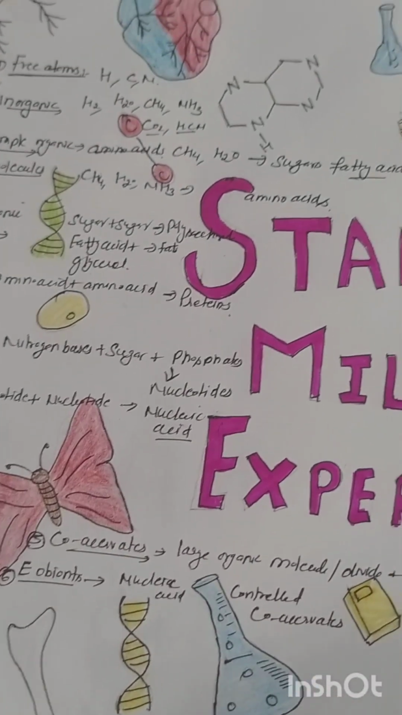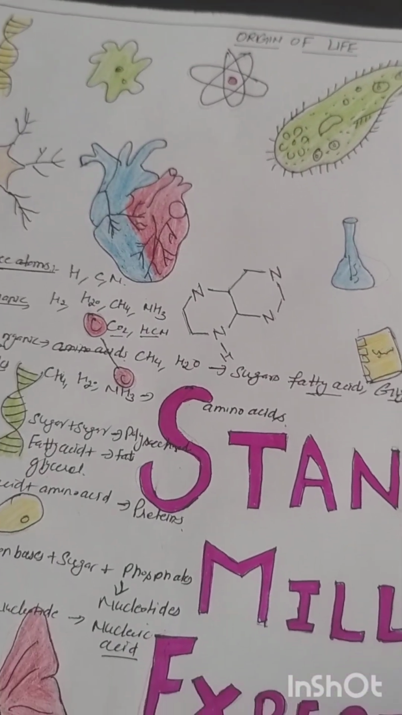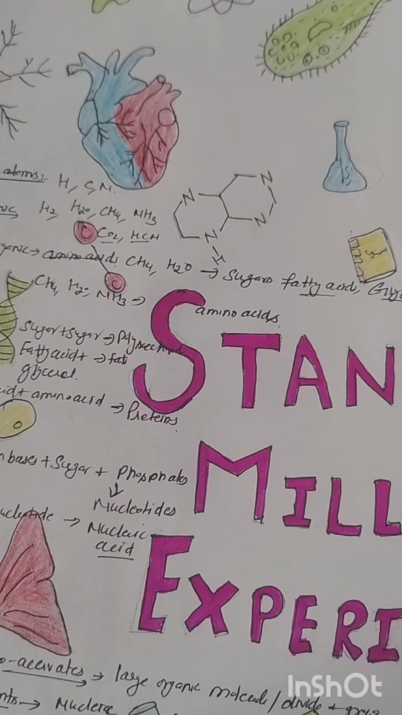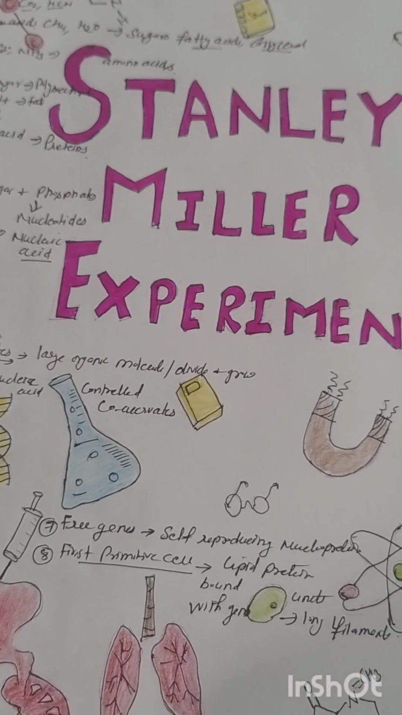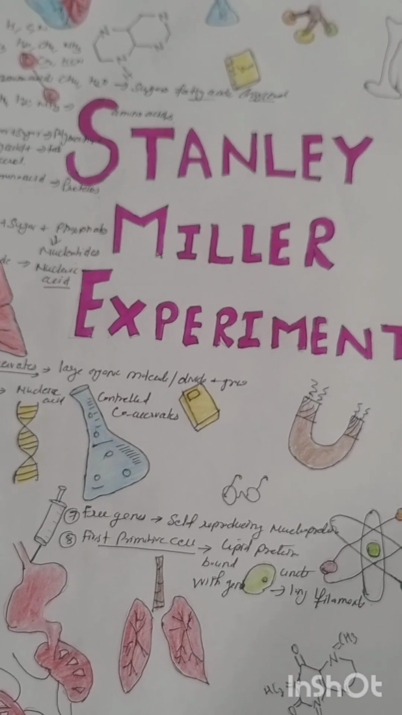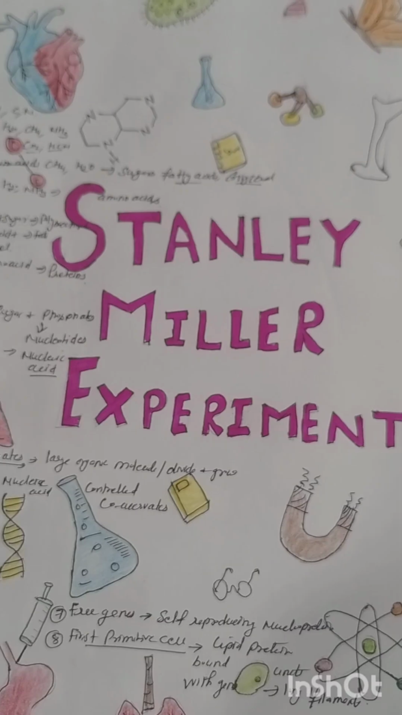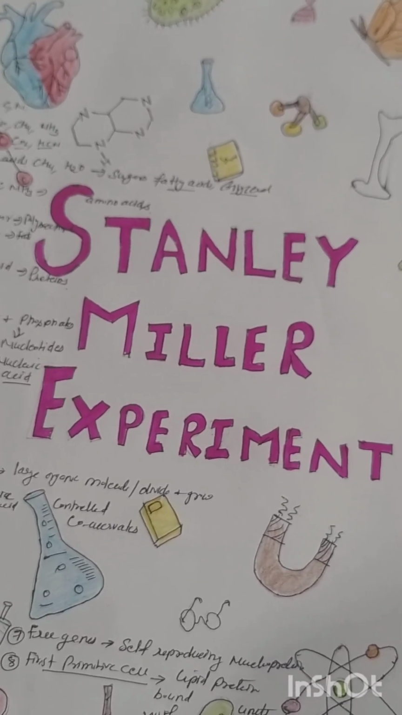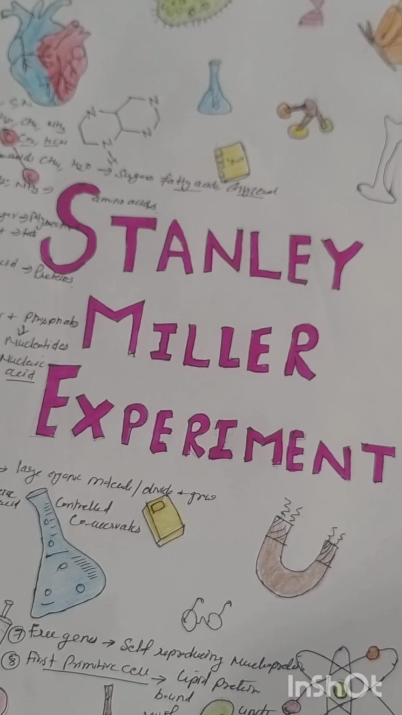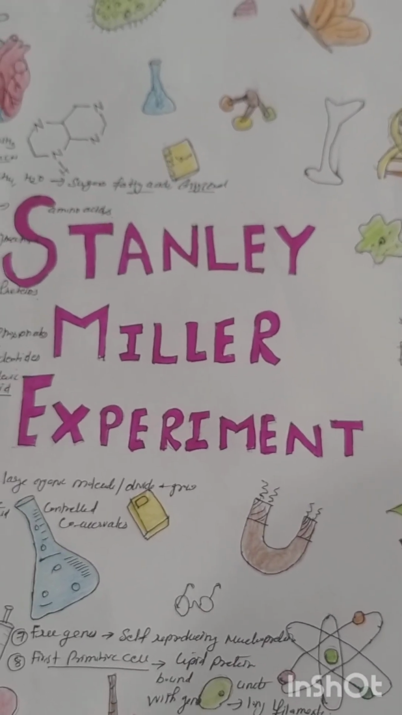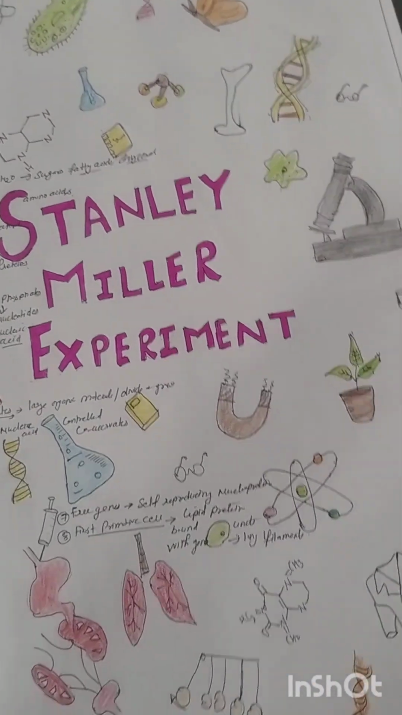So in this way you can see how life originated from the simple free atoms, then inorganic compounds, simple organic molecules, complex organic molecules, coacervates, eobionts, free genes, and the first primitive cell is formed. So the Stanley-Miller experiment was there. This experiment was proposed by Stanley in 1953. So this is a chart showing Stanley's experiment of how life originated in the starting.